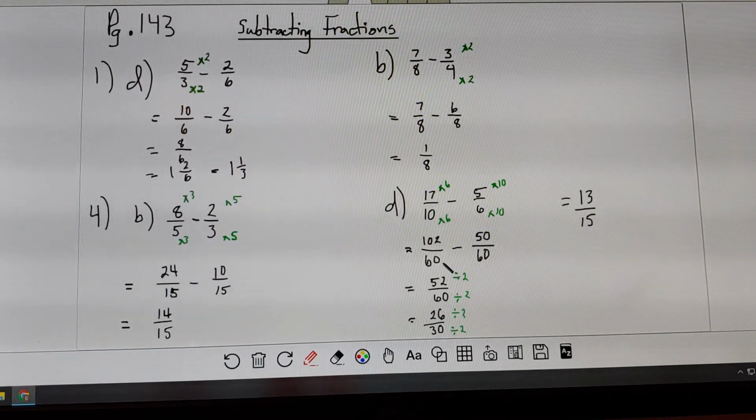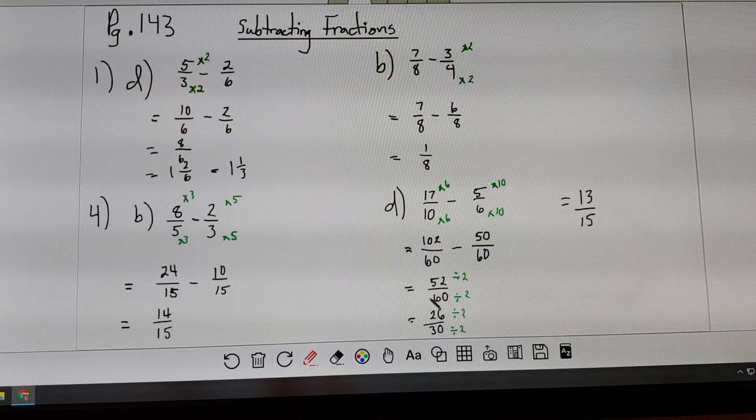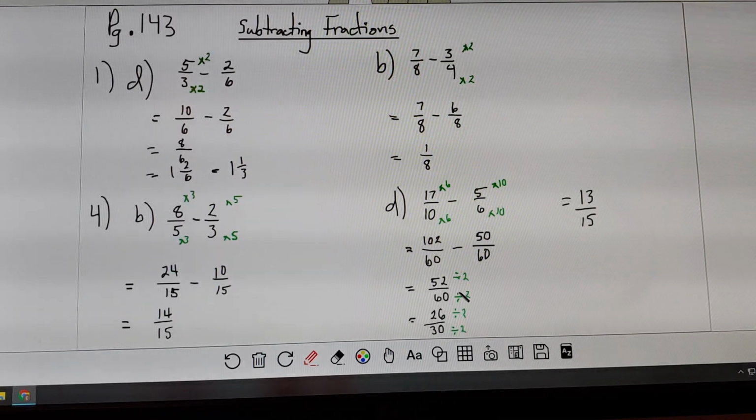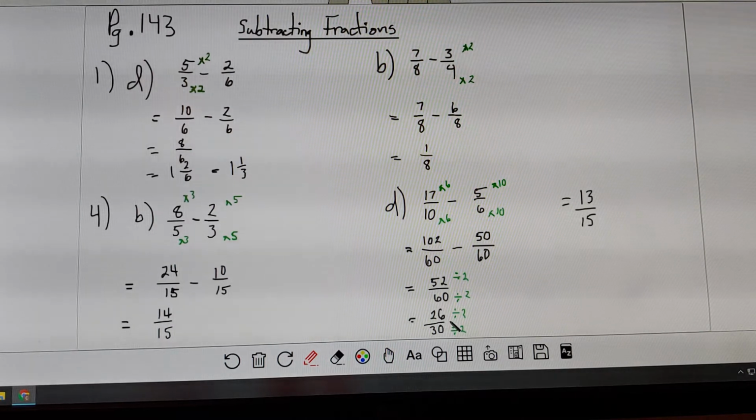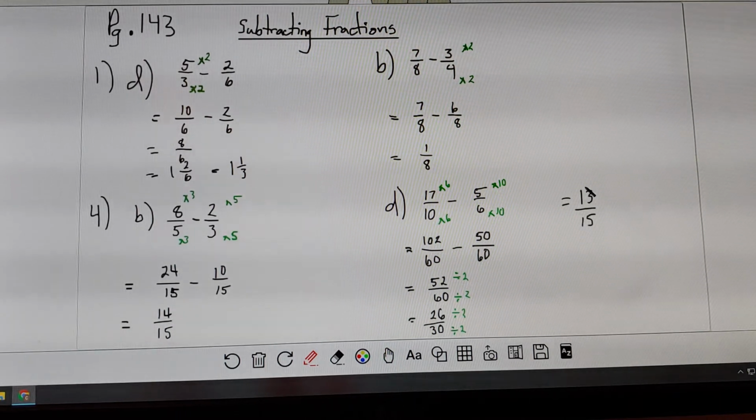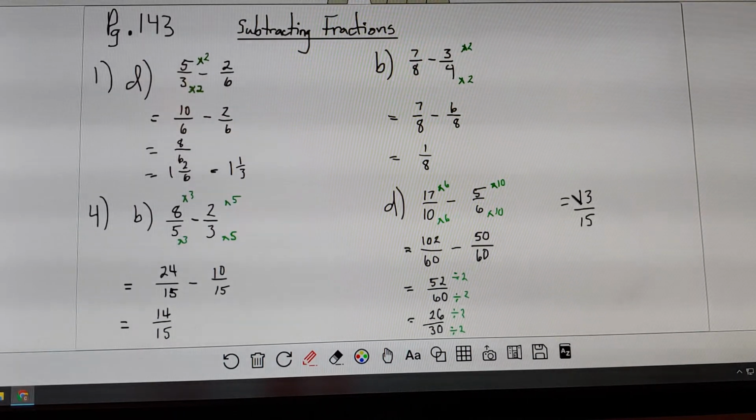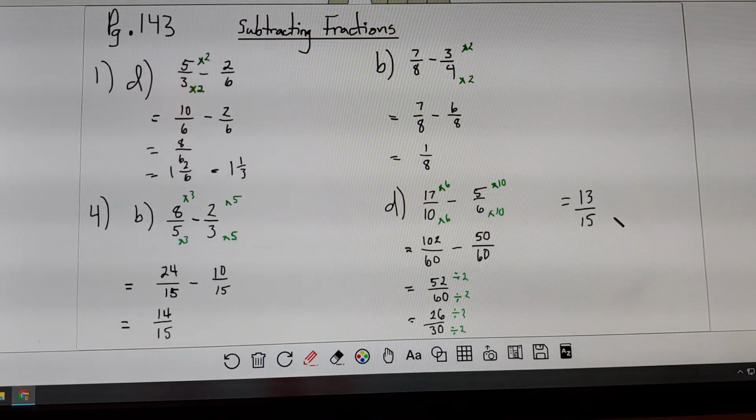So that gives me 102/60 and 50/60. Subtract the numerators, 52/60. I'm going to try to drop that into lowest terms. I divide them both by 2. It gives me 26/30. I can go lower, divide by 2 again, 13/15. And 13 is a prime number, not divisible by 13. I know I'm done.